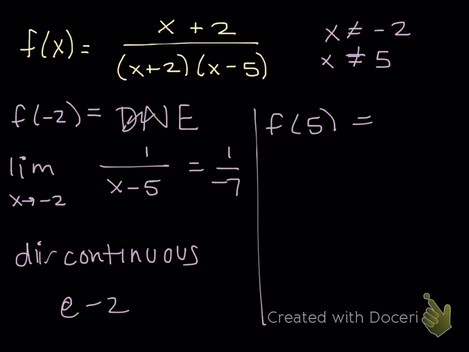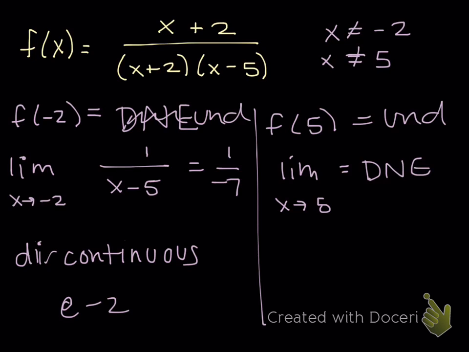And we're going to get a similar result for the next one. f of 5 is undefined. The limit as x approaches 5 is going to be undefined as well. And because they don't match, it's going to be again discontinuous at 5. So essentially, if it's not defined in the domain, you can pretty much assume it's going to be discontinuous. So that's all for today.